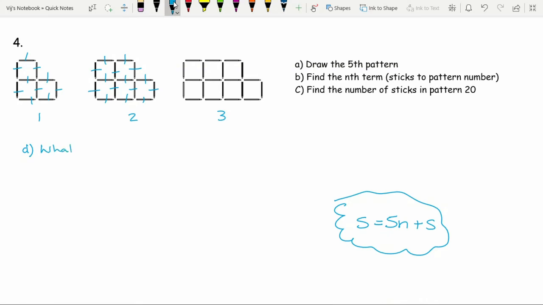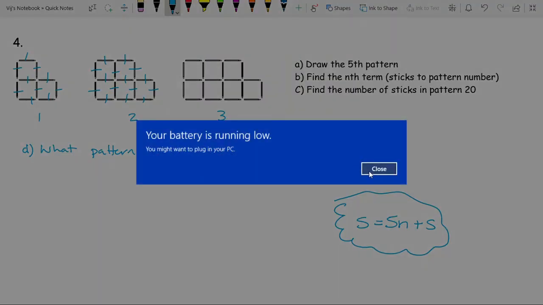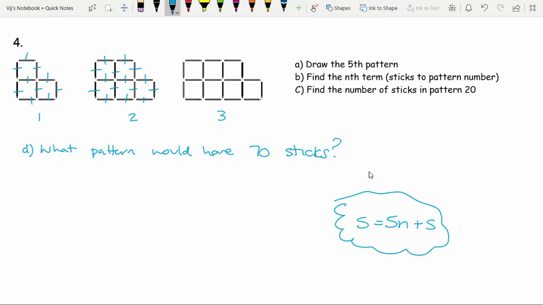would have 70 sticks? Then all we need to do here is simply replace S with 70. So I've got 5n plus 5 equals 70, and then all we need to do is simply solve the equation. So here I'm going to take away 5, so I've got 5n equals 65, and then divide by 5, in which I end up with 13.